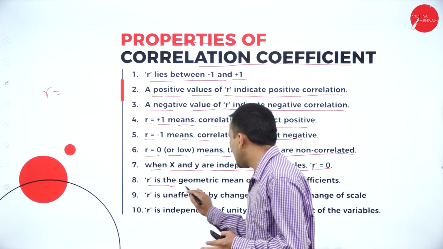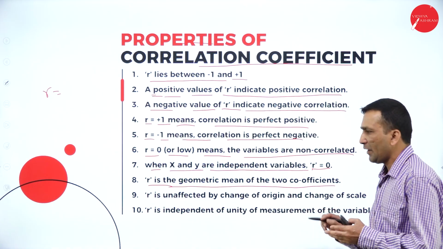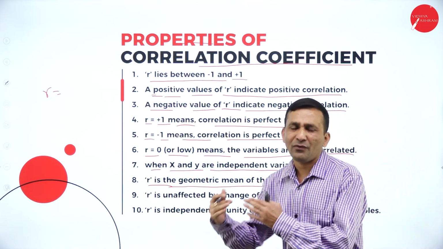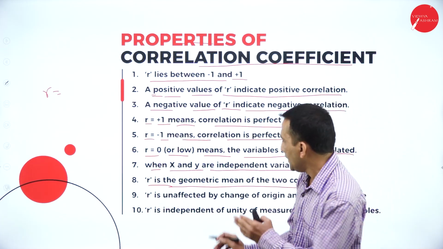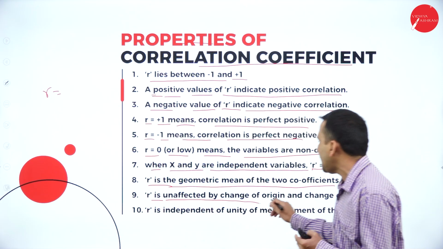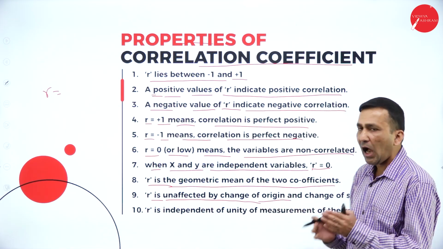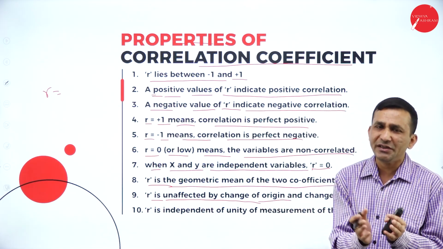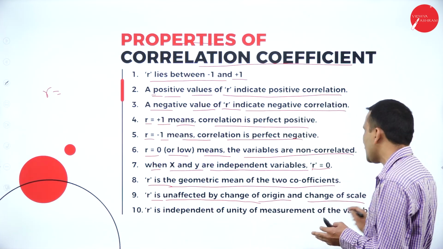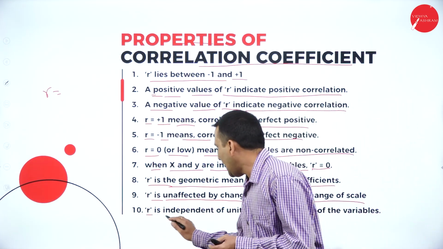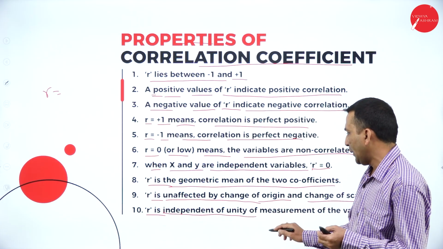R is the geometrical mean of two coefficients. With the help of correlation, we go on to regressions. R is unaffected by the change of origin. Origin is nothing but your 0. And also by the change of scale. R is independent of unit.